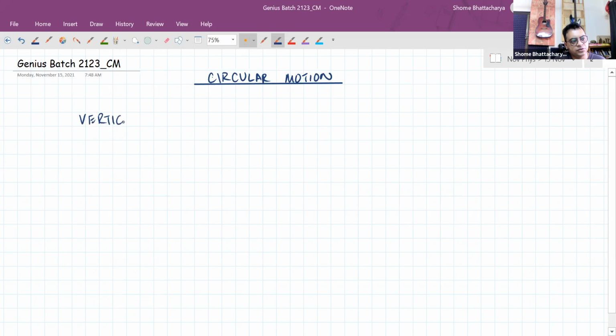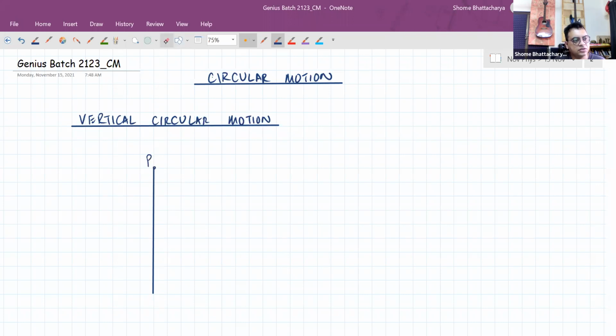Right. So vertical circular motion. Again, discussing the specific case of the vertical circular motion of a particle attached by a massless thread to a point such that it can rotate about that point. Let's take that point as O. So it can rotate about that point O freely, but in a vertical plane. This is the particle P, mass M, with a thread of length L.